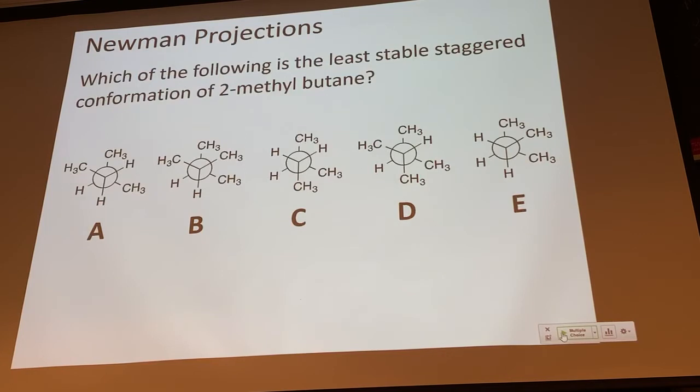Okay. So once we identified the 3 conformations that were 2-methylbutane, and these are all staggered, of course, which one of those 3 staggered conformations is the highest in energy? E. Why? How many gauche interactions in E? 2. How many gauche interactions in C? 1. How many in A? 1. So it's the number of gauche interactions. The higher number of gauche interactions makes it a higher energy staggered conformation.